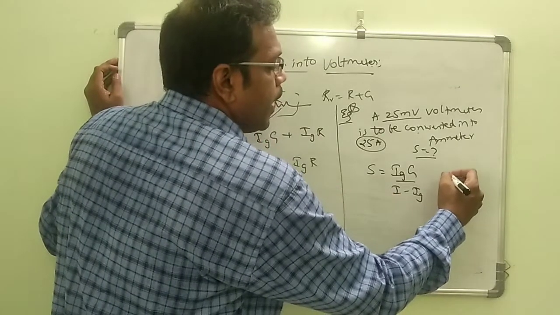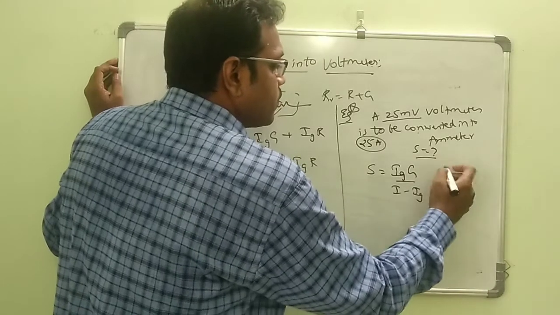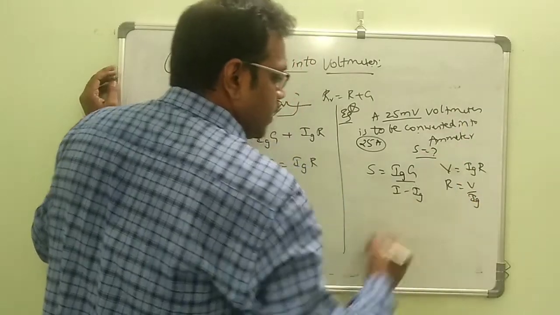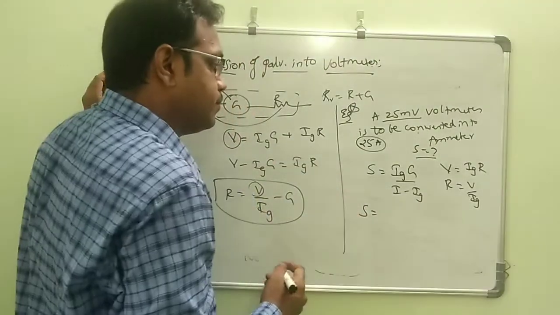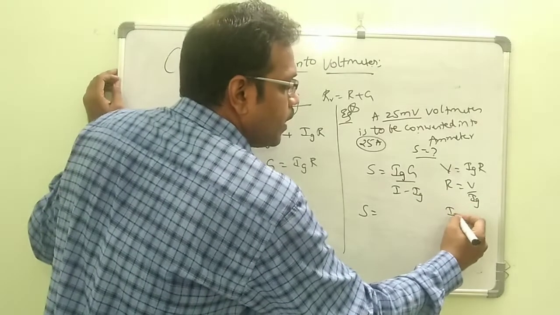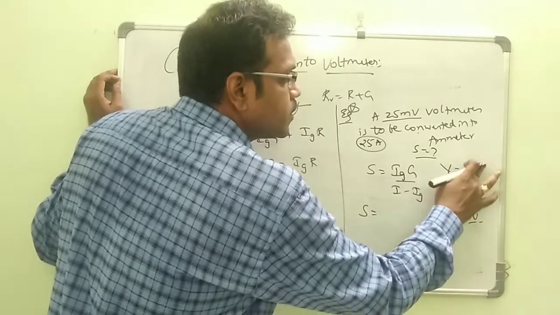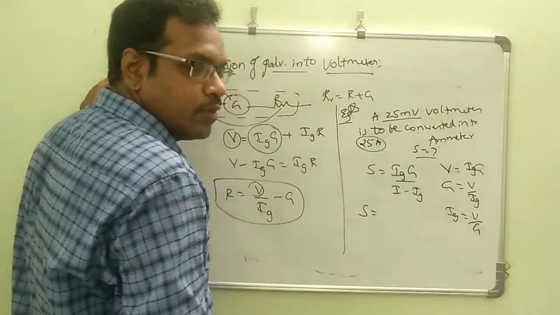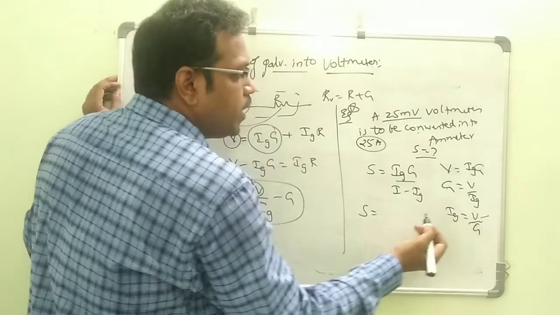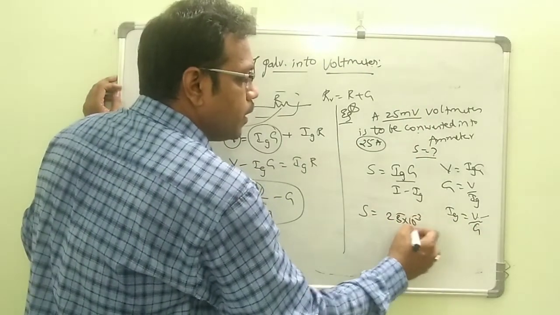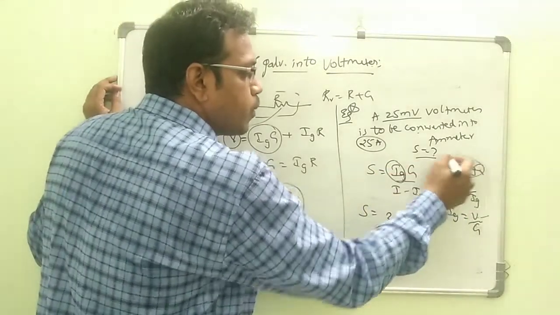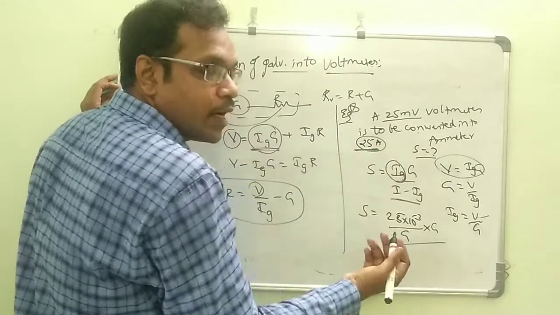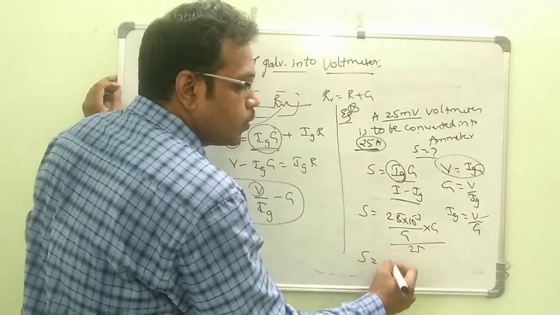S is equal to IgG by I minus Ig. We need to find Ig, not R. V is equal to IgR, so Ig is equal to V by R, and R is nothing but the galvanometer resistance G. So Ig is V by G, where V is 25 millivolts, that is 25 into 10 to the power of minus 3 by G. Substituting, S is equal to Ig G by I minus Ig, where I is the ammeter current, 25. So G cancels, 25 cancels, and you will get 10 to the power of minus 3 ohm.